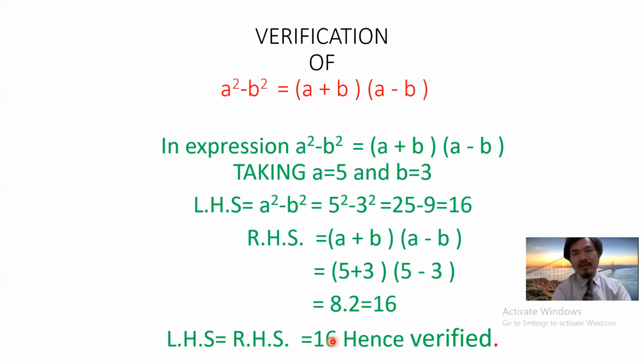It means that our expression a square minus b square equals a plus b into a minus b is verified. That's why we write here, hence verified. Because 5 plus 3 is 8, 5 minus 3 is 2, and 8 into 2 is 16, and in the left hand side also it was 16. 16 equals 16, so the left hand side and right hand side both values came the same. Then our question is verified. Now let's move to the next slide.